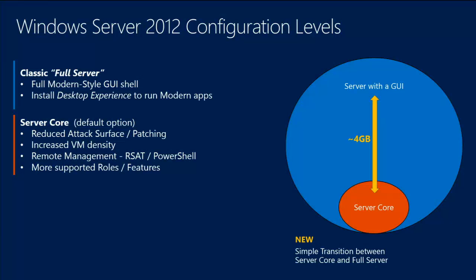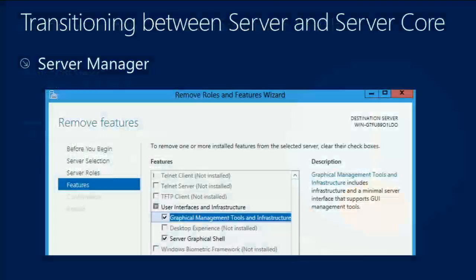Oh, the difference here between these two, by the way, is about 4 gig. So that's pretty significant. Okay, so Server Manager. You know that you go to Server Manager to install and uninstall Windows roles and features. So here we are in Server Manager. We're in the Remove Roles and Features Wizard, and you'll see that this is running on a full server, by the way.